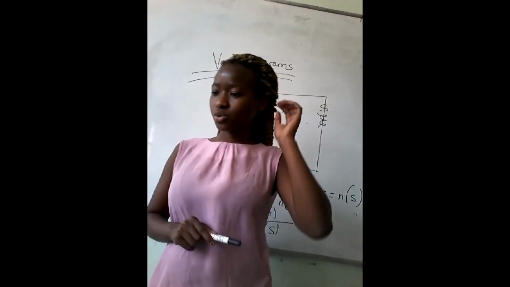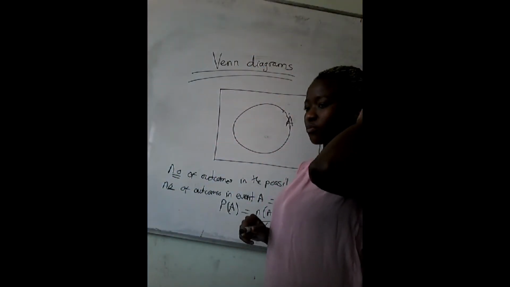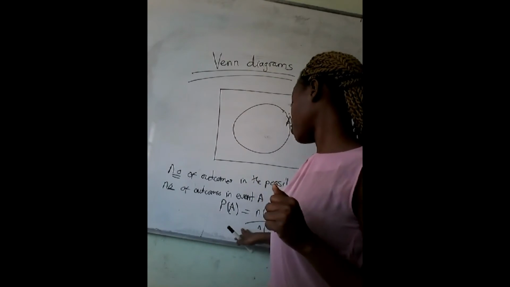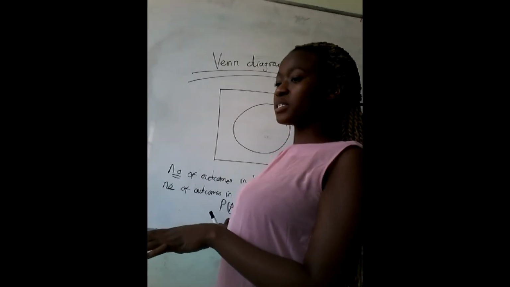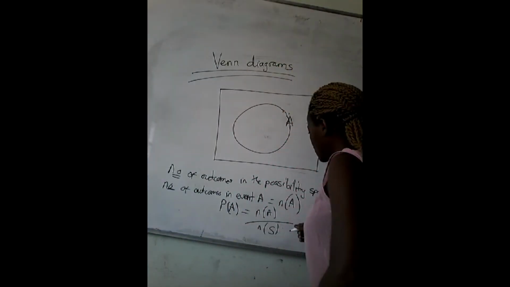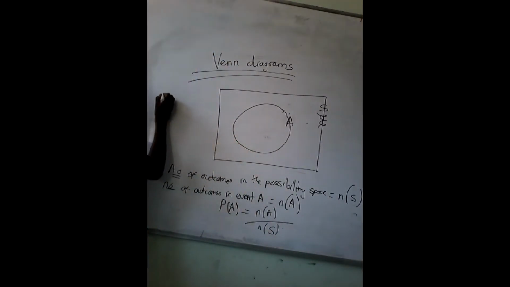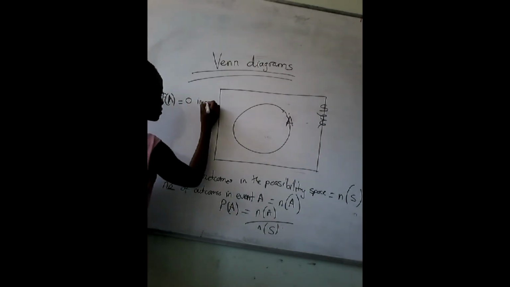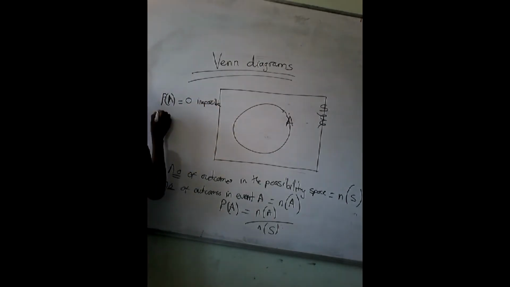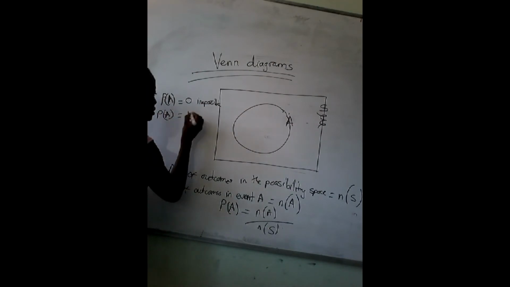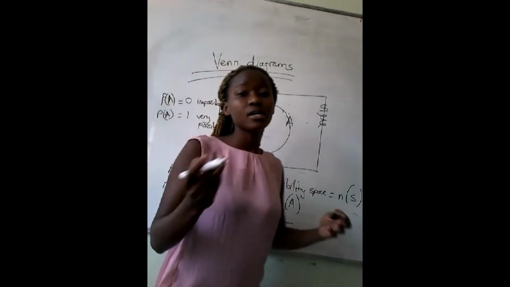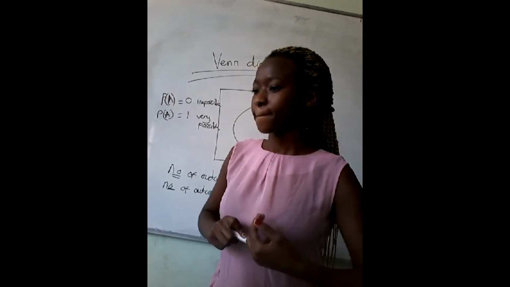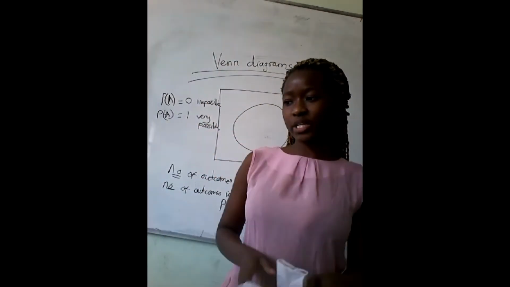Okay, so as I had said before, if we obtain a probability of A as 0, it means it's impossible. If we say probability of A and we get 1, it means it's very possible. It's 100% certain.